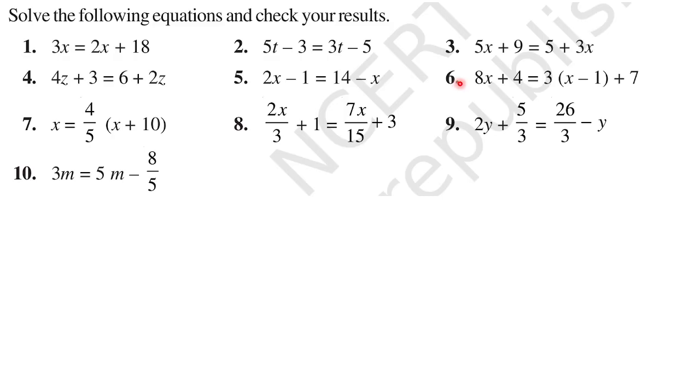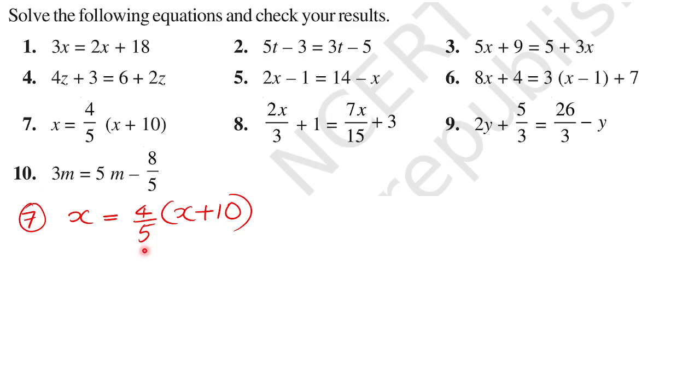I discussed the 6th one. Let me complete the exercise problems. The 7th question I am discussing. Yes, it is a confusing problem actually. x equal to 4 by 5 into (x plus 10). All of you please listen carefully. If you don't understand any step, you must tell me, and I will repeat it. It is a tough question.